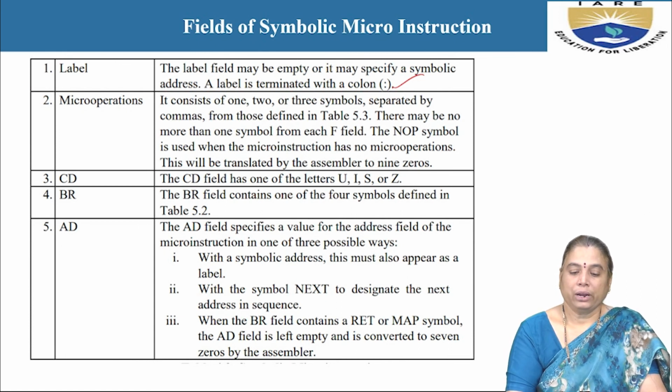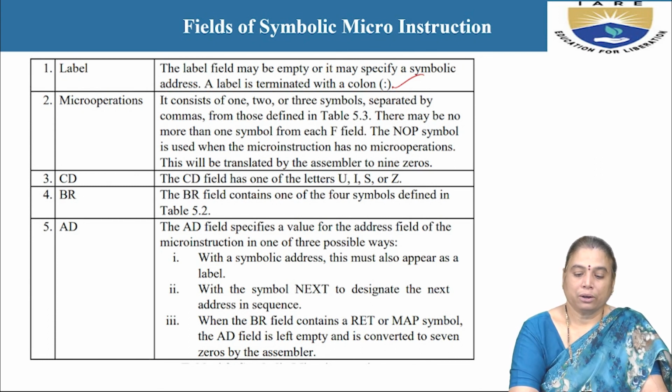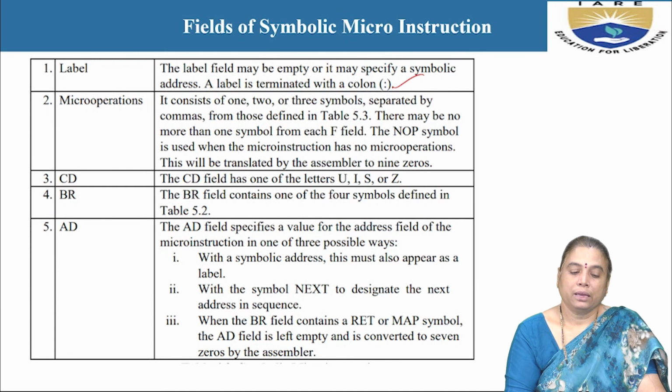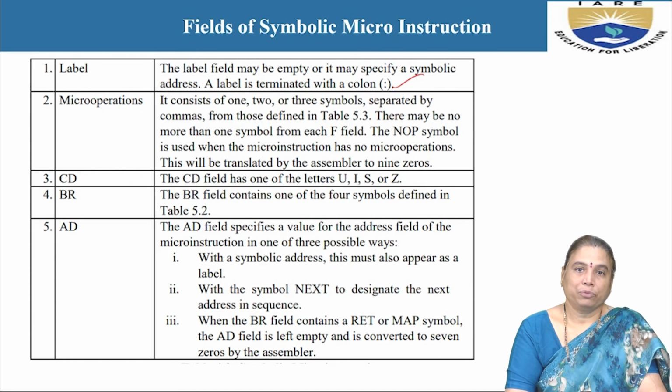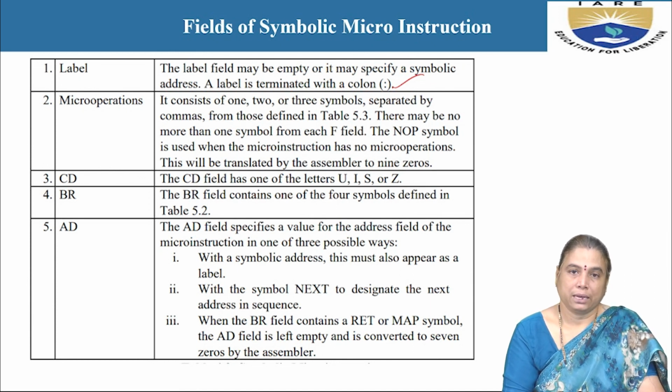The next field in the symbolic micro instruction is the micro operation. It consists of one or two or three symbols separated by commas. So there may be no more than one symbol in the F field. So here F1, F2, F3, the operations have to be grouped, and depending upon the operation, the group of 3 bits can be represented here.